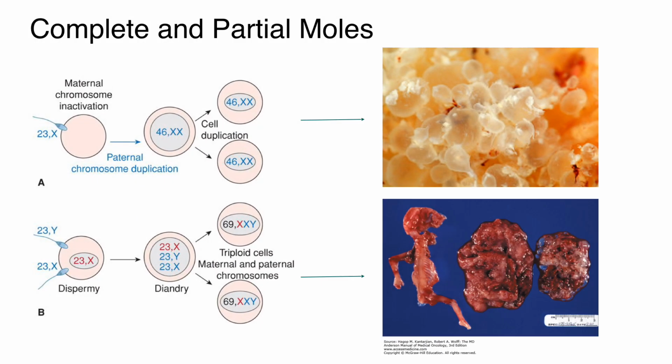Complete mole is when you have paternal chromosome duplication. So you have a sperm that is duplicated for the genetic material, and the maternal chromosome is inactivated. In partial mole, 2 sperms fertilize 1 egg, which causes 69 chromosomes. So you have 2 X's and 1 Y, or it could be 3 X's. It just shows that you have maternal and paternal chromosomes, which is why you have a fetus in partial moles.